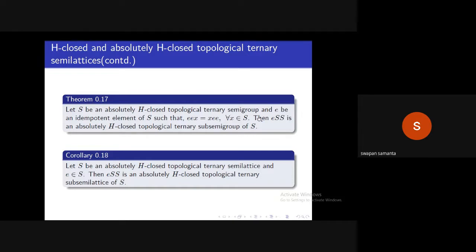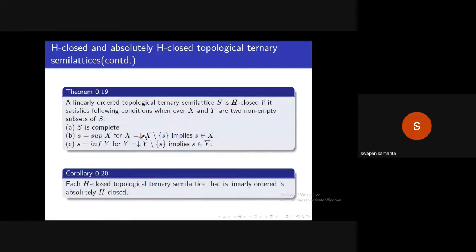So we are considering E, an idempotent element with EX equals XE. That means E is a biunilateral element. In that case, we can show that this is also an absolutely H-closed topological ternary semigroup, and as a corollary of this, we can show that if S is an absolutely H-closed topological ternary semigroup and E belongs to S, then ESS is an absolutely H-closed topological ternary semigroup.